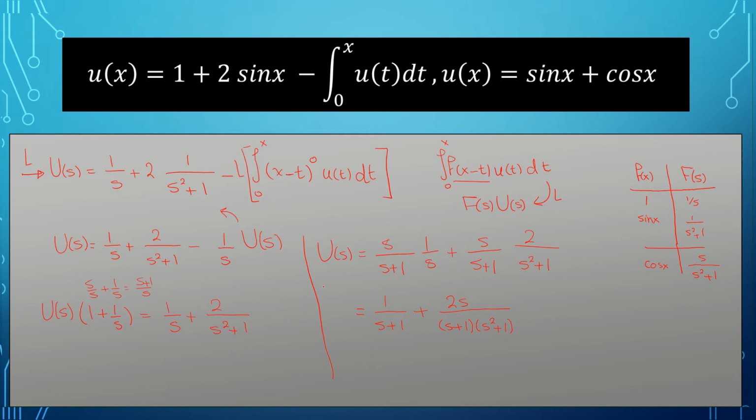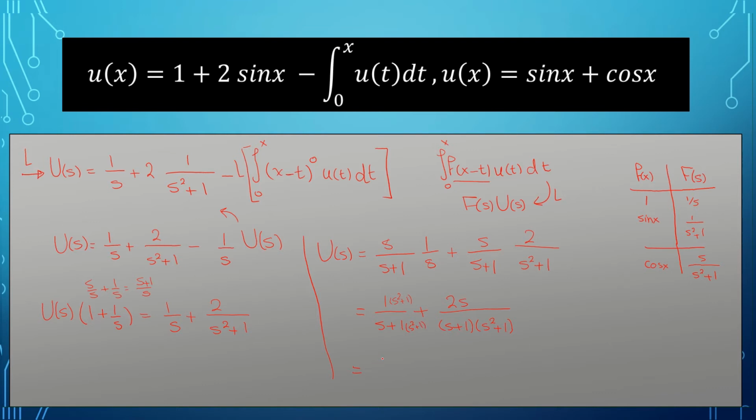We want to add this term with that term, so we need to make their denominators the same, so we will multiply here by s squared plus 1 up and down.